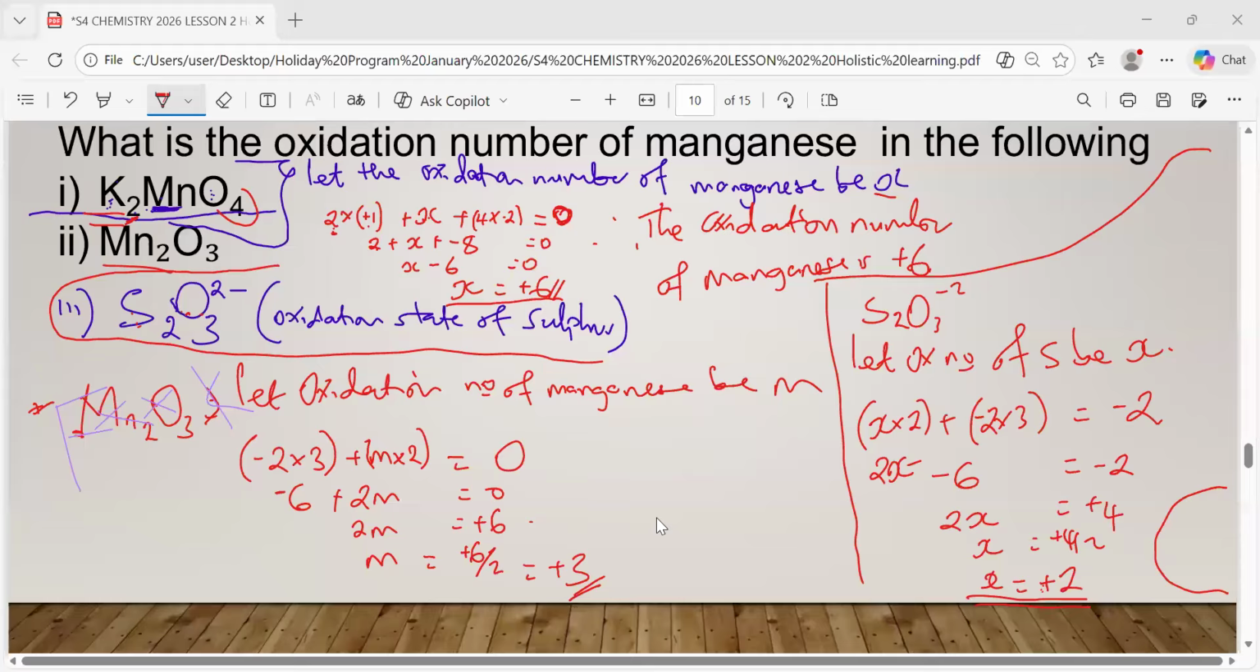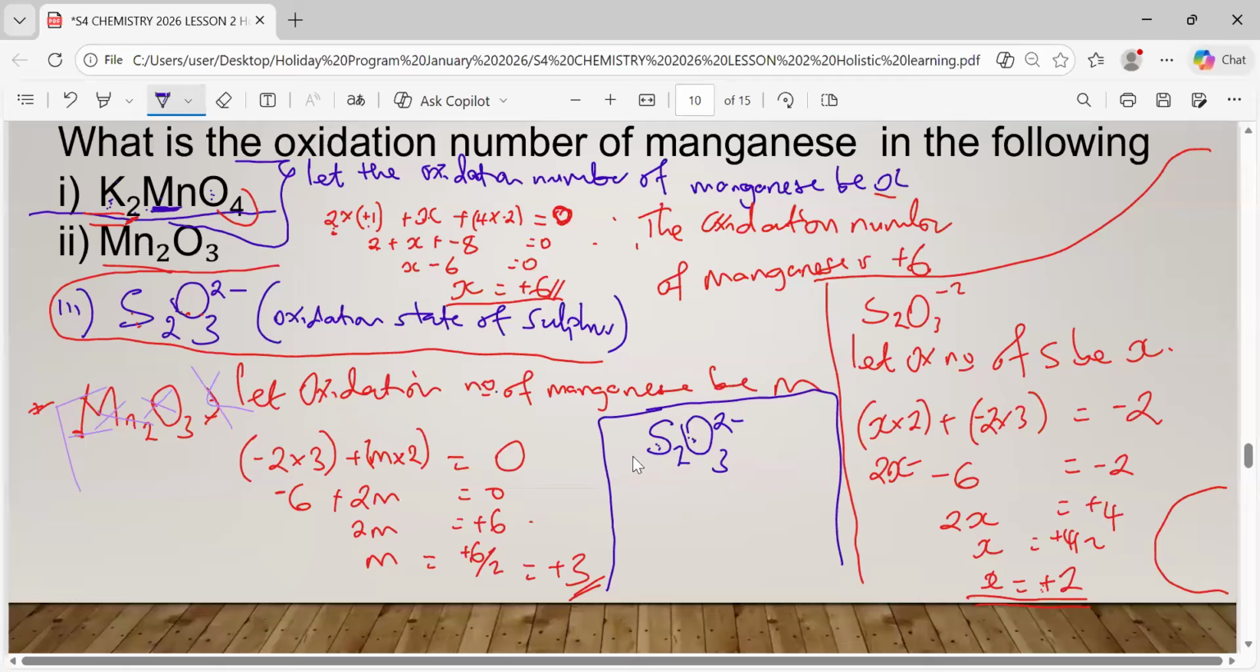So maybe if I can repeat it a little bit. We have the thiosulfate ion here. Now in this thiosulfate ion, this is a polyatomic ion, meaning it is an ion with very many atoms. You can see you have 2 atoms of sulfur and 3 atoms of oxygen. So we say in the rules that for such compounds, the sum of oxidation numbers of the atoms present should equal the charge of the compound. Are we there, Melvin? Yes.